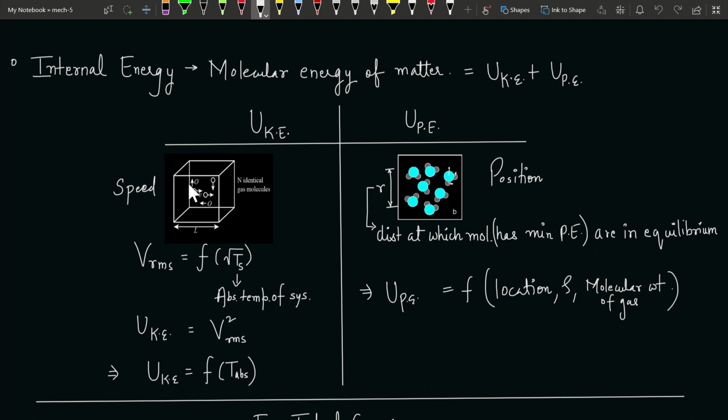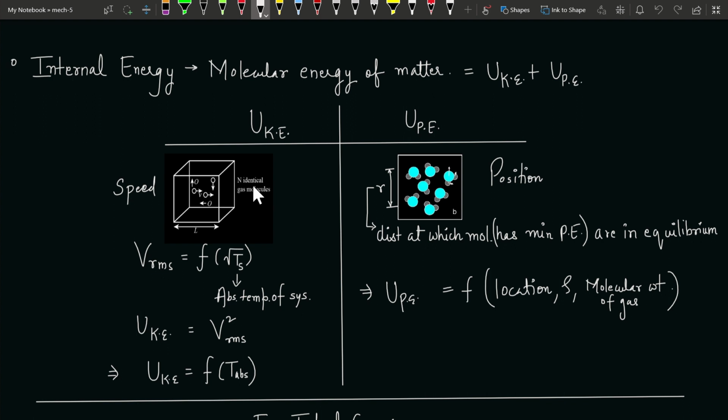See, this depends on the velocity of molecules. The higher the velocity of molecules, the higher the internal energy due to kinetic energy. So this V_RMS, the root mean square velocity, is directly proportional to the absolute temperature of the system, and this kinetic internal energy is directly proportional to the square of the root mean square velocity. Therefore we can say this internal energy due to kinetic is a function of absolute temperature only.